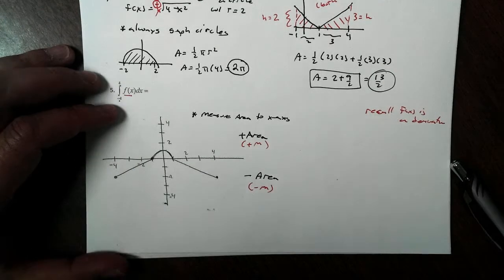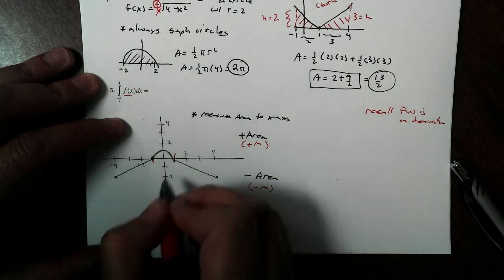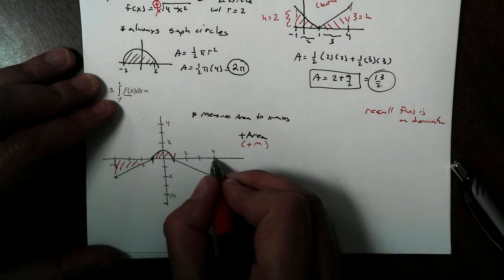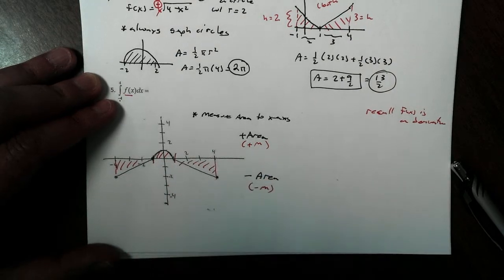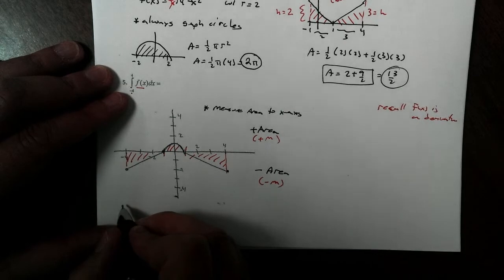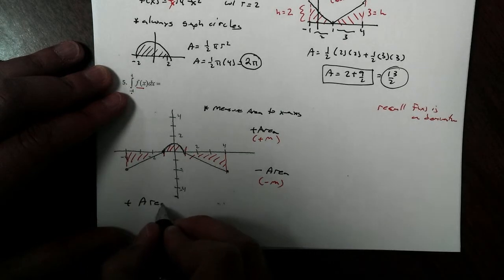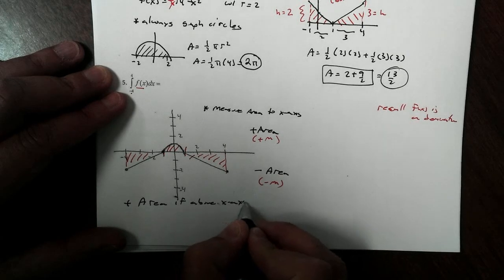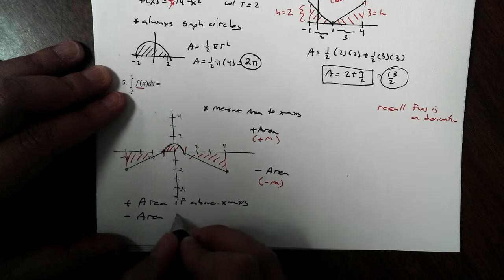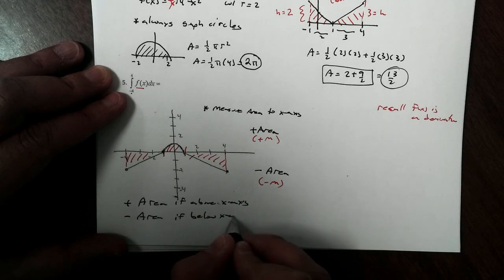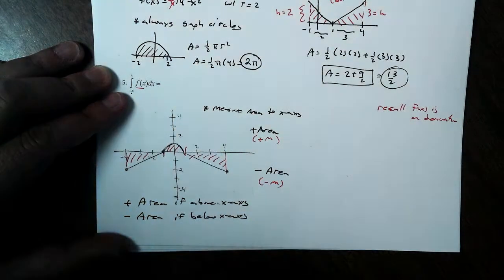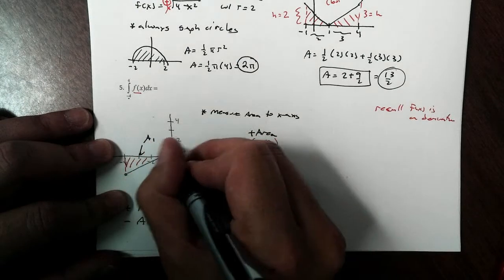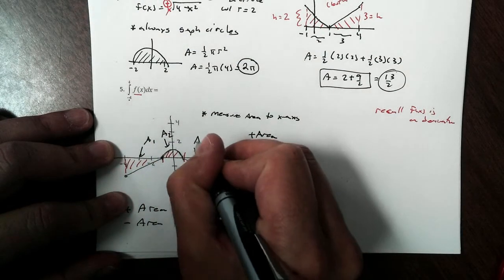All right. So notice, though, if I do that, I have these little breaking points right here. So I'm going to have actually 3 areas. This triangle, this circle, and this triangle. So, again, very important, positive area if we are above the x-axis. Negative area if below the x-axis. So that's what we're looking at right here. So let's go and get those areas. I'm going to call this area 1, area 2, and that one area 3.